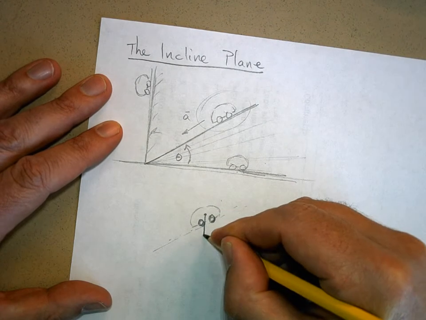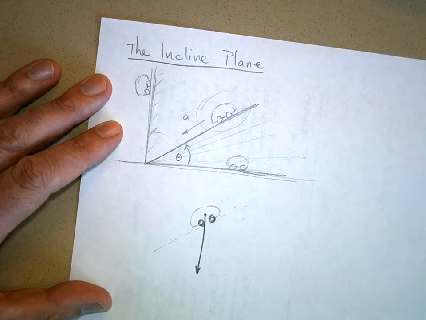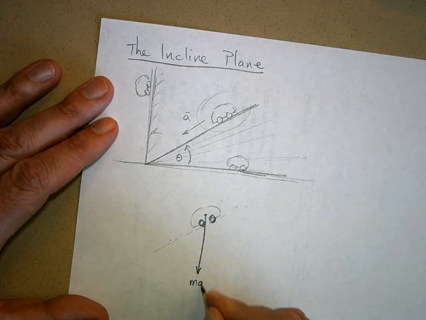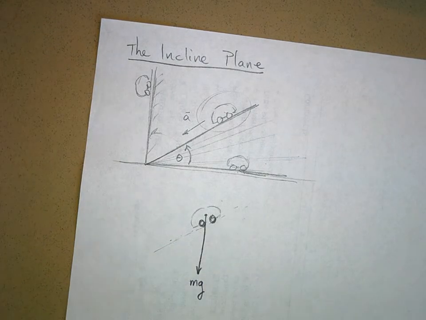Now, let's draw the forces acting on the object. Gravity is pulling us down towards the center of the earth, always towards the center of the earth. Gravity does not pull sideways.